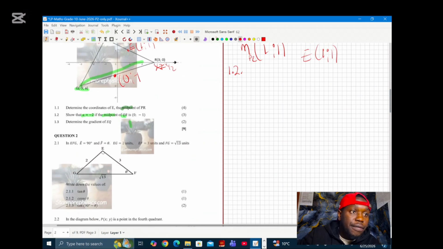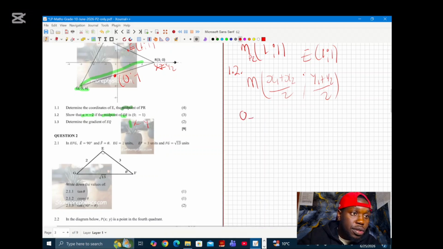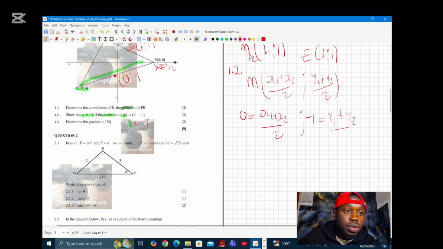Firstly, let's write the midpoint formula, which is going to be X1 plus X2 all over 2, and then Y1 plus Y2 all over 2. And then what did they give us? They gave us the midpoint. Remember, when they give you the midpoint, a midpoint is a coordinate that has an X value and a Y value. The X coordinate is 0. So 0 is equal to X1 plus X2 all over 2. And then the Y coordinate is -1, which is equal to Y1 plus Y2 all over 2.